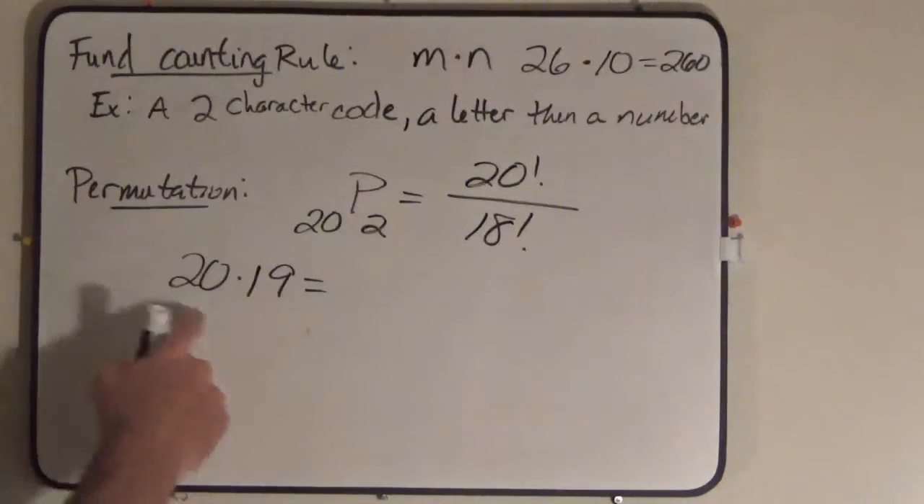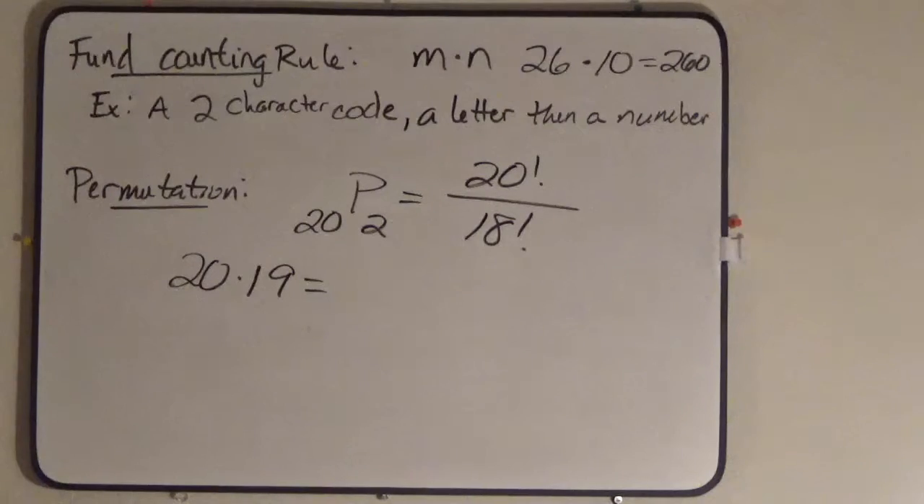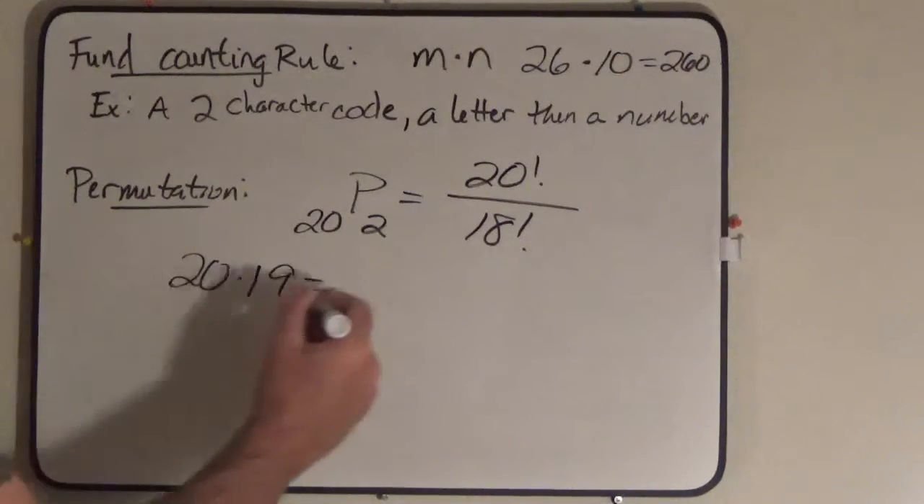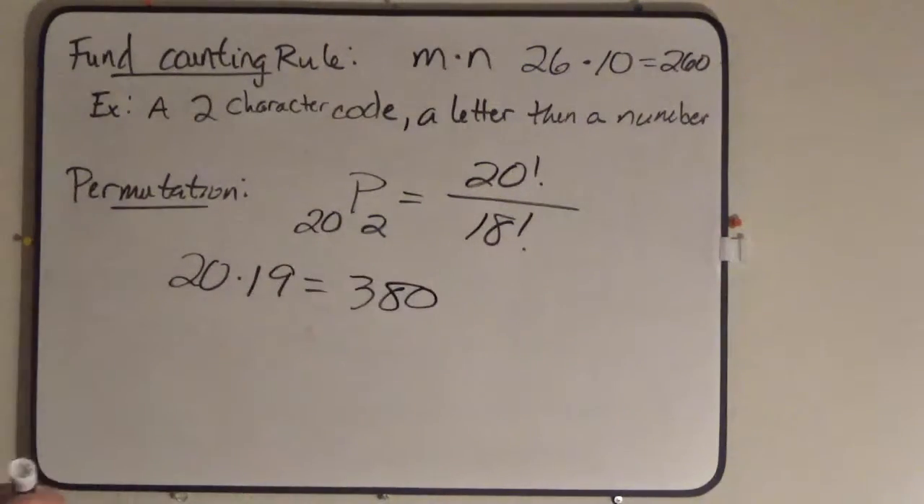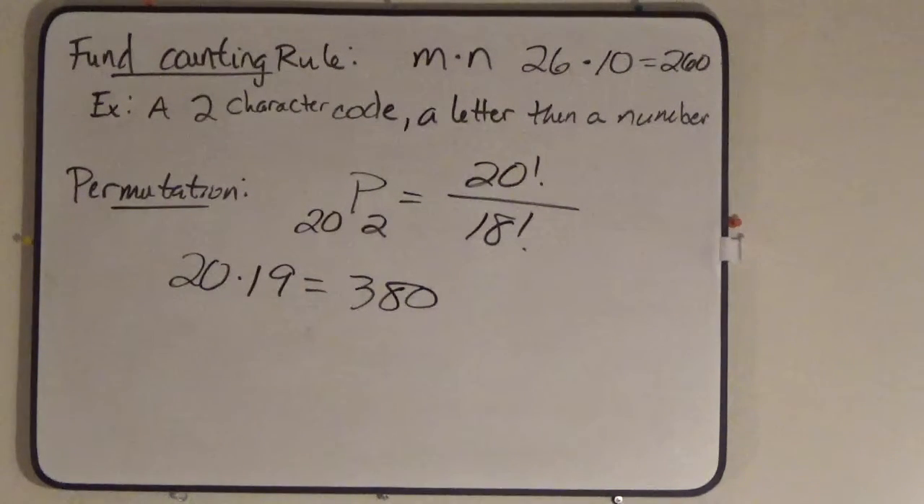And the answer, all over 1, because 18 cancels down. 20 times 19, that is 380. So there are 380 different ways that you can get first and second place in a horse race with 20 horses. Now, let me try and explain to you this whole canceling out thing, okay?